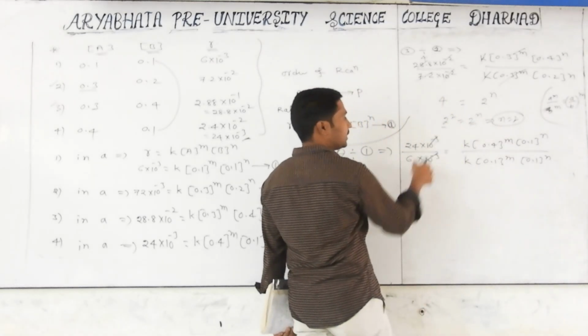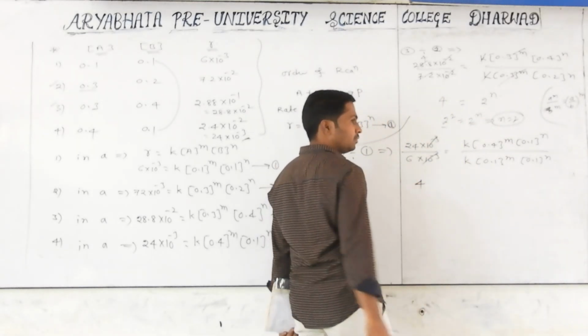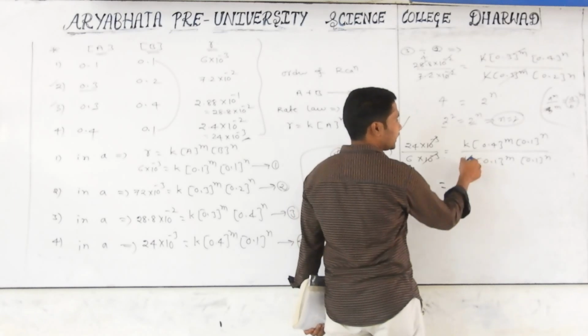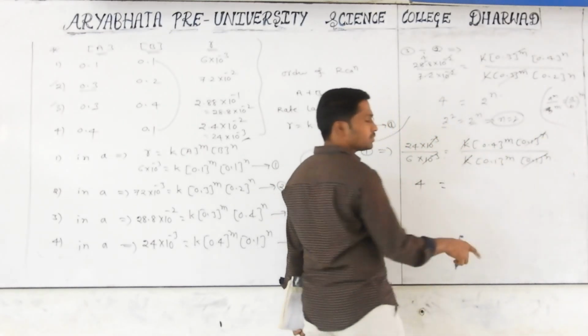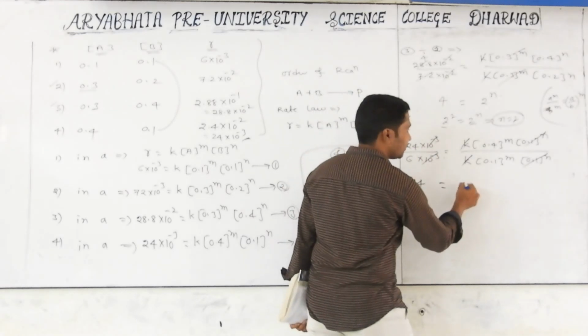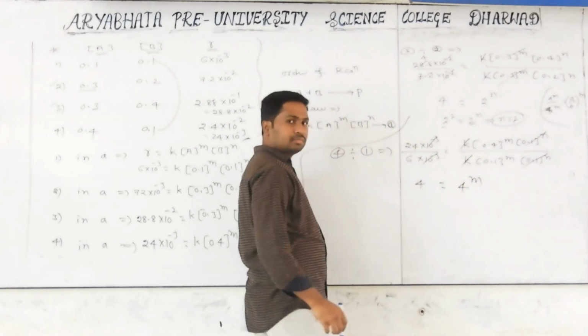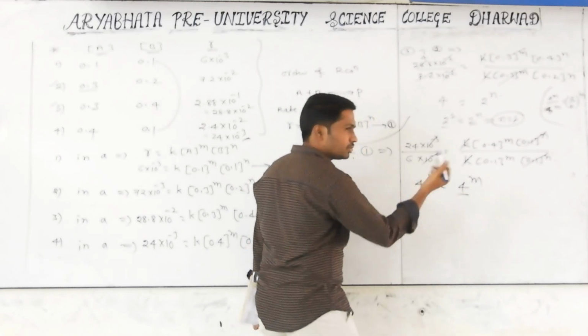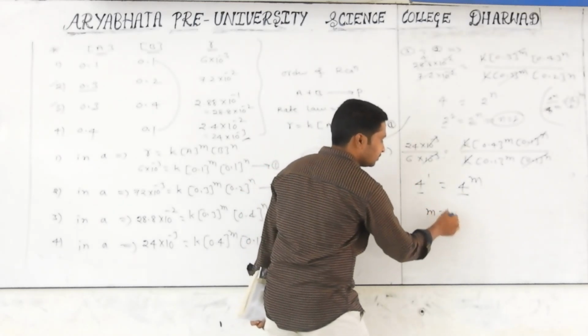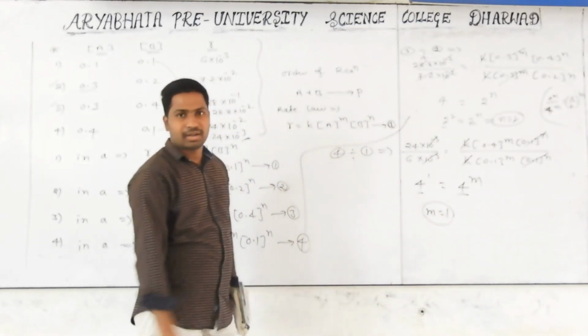Here minus 3 cancels. How many times? 4 times is equal to, K cancels, 0.1 power n cancels, 0.1 power n cancels. Here how many times? 4 times. Yes? 4 power m. Okay, 4 is nothing but 4 power 1. Bases are equal, powers are also equal. Then m is equal to 1.